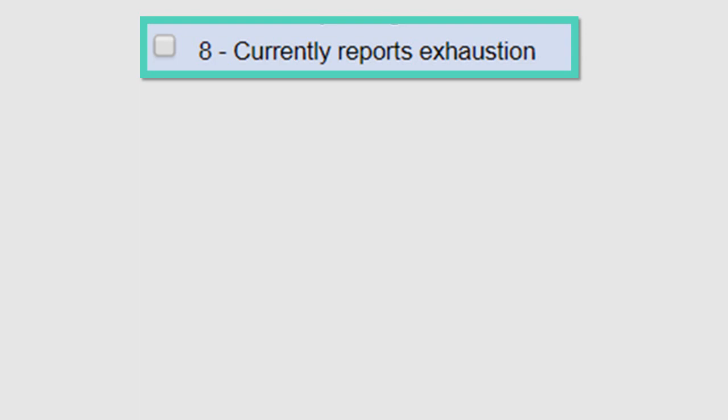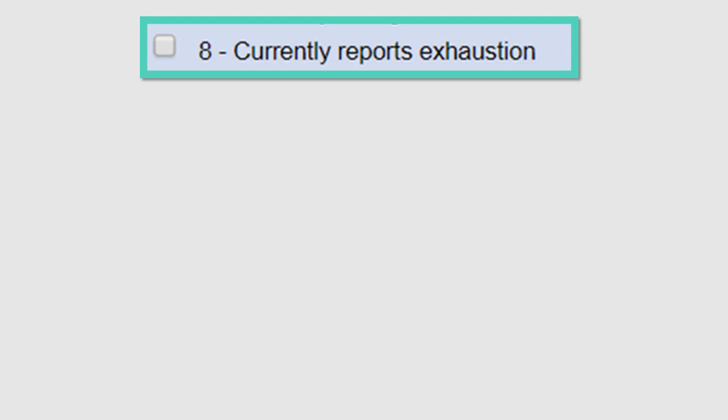Response 8. Currently reports exhaustion. According to the OASIS interpretive guidelines, exhaustion could be physical or mental. The assessing clinician must be observant and ask questions during the start of care. For example, ask the patient to describe his level of energy, physical and mental, have the patient describe his quality of sleep, and have him describe his current level of activity, comparing it to prior performance and desired goal.